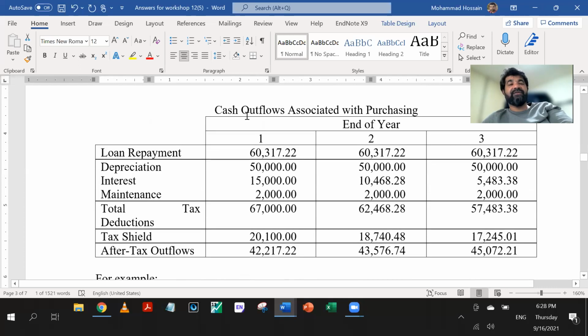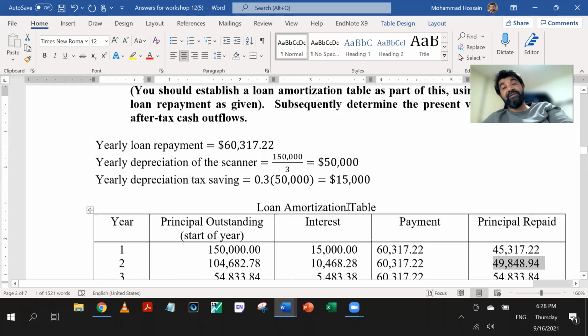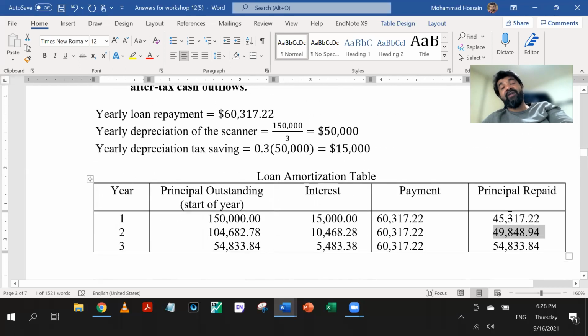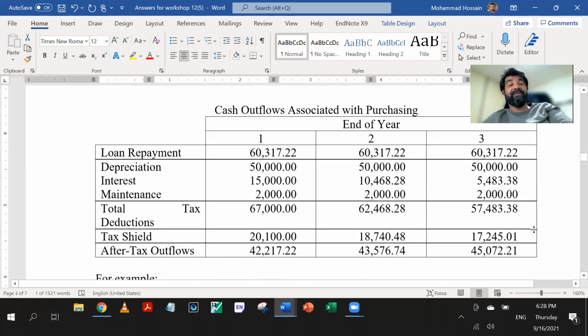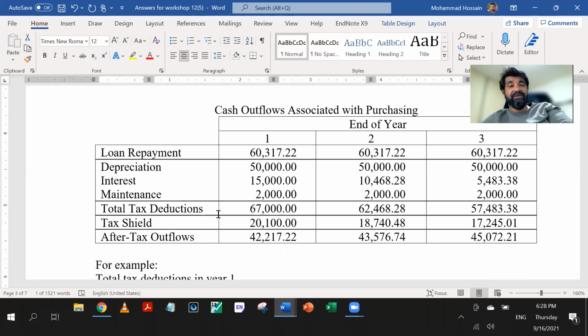now you see your cash outflow. Now you're going to calculate how much cash is outflow. First, we decided how much principal amount will be paid. Now we are going to calculate the net present value. Before we go for the net present value, let's see if we have any other expenses associated with this purchase or not. We found these expenses. Depreciation is 50,000, interest is 15,000, maintenance is 2,000.